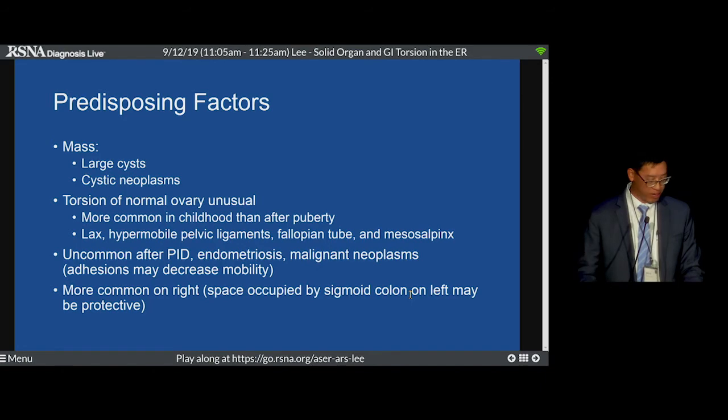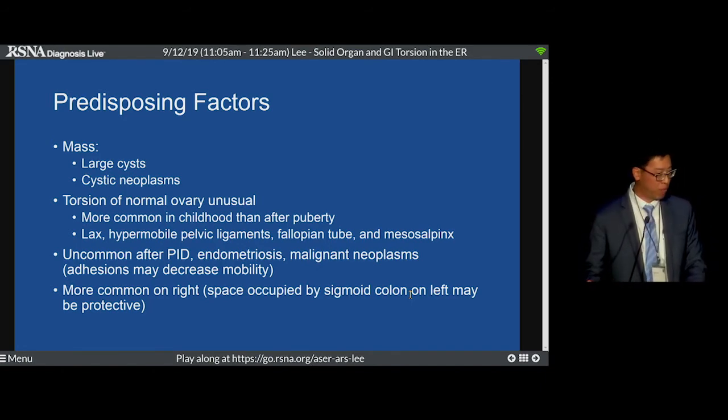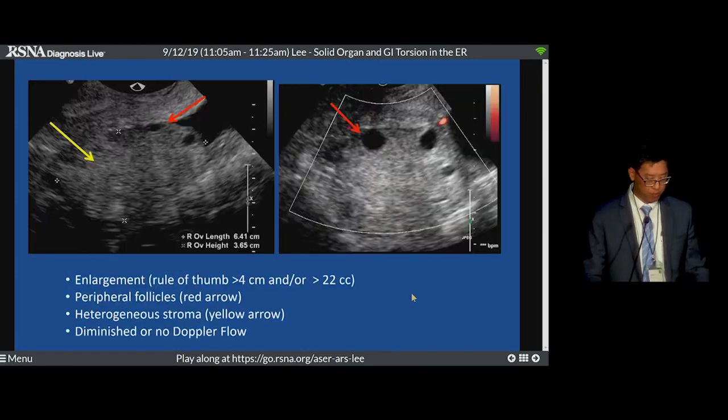In the case of ovarian torsion, the predisposing factors may be secondary to abnormality in the organ itself, like this case, where there's either a big functional cyst or a benign cystic neoplasm. The predisposing factors can also be secondary to the pedicle itself. So if you have very hypermobile pelvic ligaments, like we see in children, that could also be a predisposing factor.